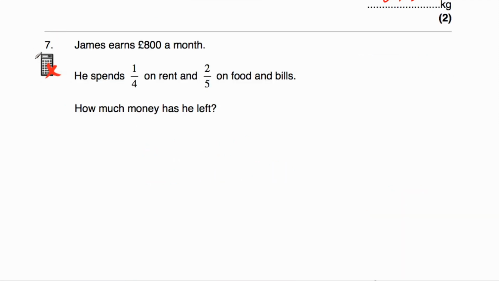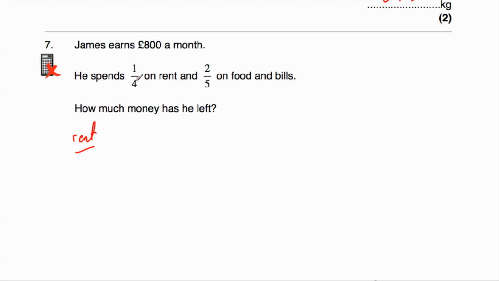Okay, let's have a look at our next question, question number 7. So question number 7 says, James earns £800 a month. So he earns £800 a month and he spends a quarter of that money on his rent, and he spends 2/5 of the money on food and bills, and we're asked how much money does he have left. So let's start off with the rent. So for the rent, we know that he spends a quarter of the money on rent. So if we work out a quarter of £800, that's how much he spends in rent.